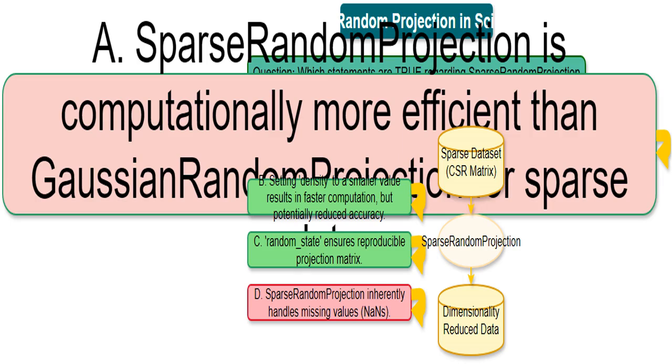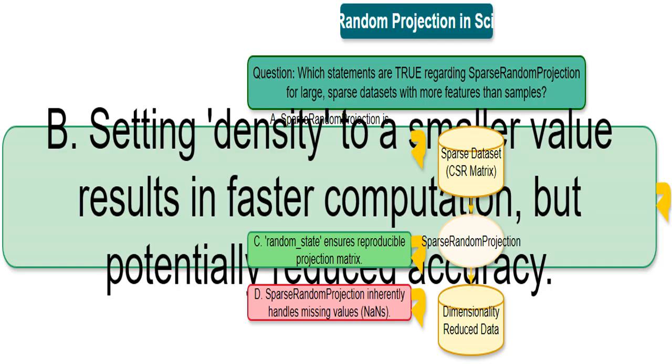This statement says that sparse random projection is faster than Gaussian random projection for sparse data. This is true because sparse random projection takes advantage of the many zeros in sparse data. Lower density means fewer non-zero entries in the projection matrix. This makes the computation faster, but could lead to some information loss and reduced accuracy.